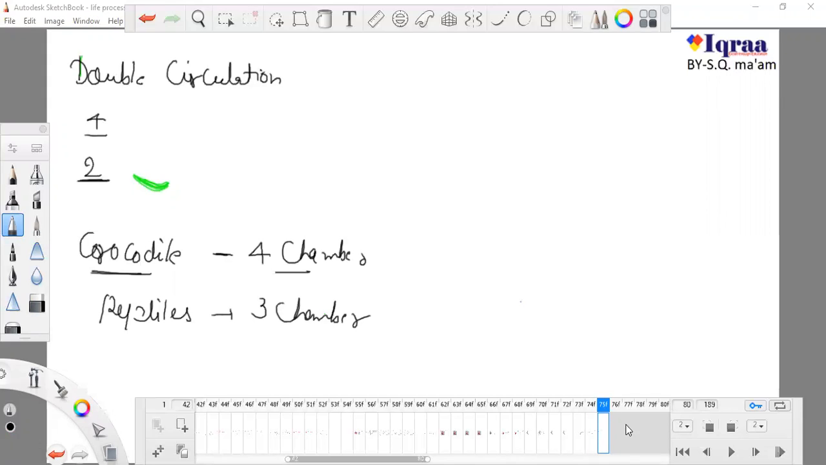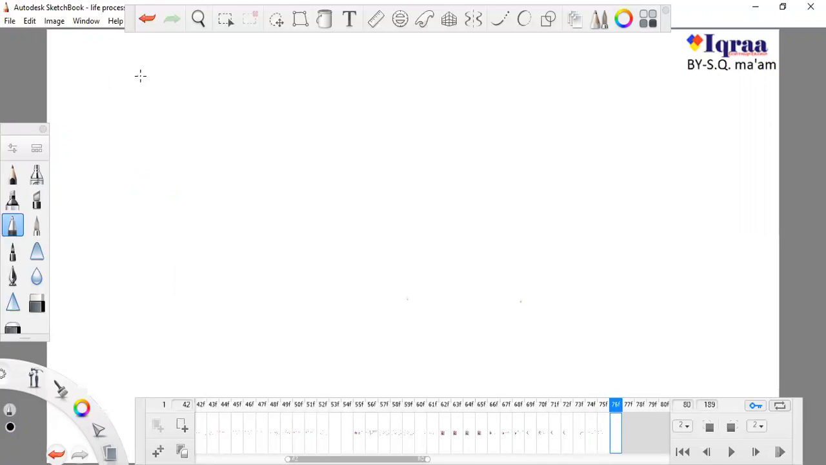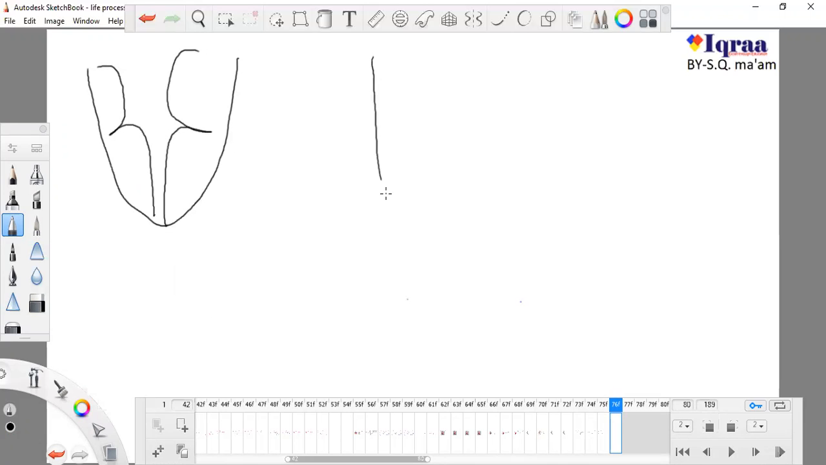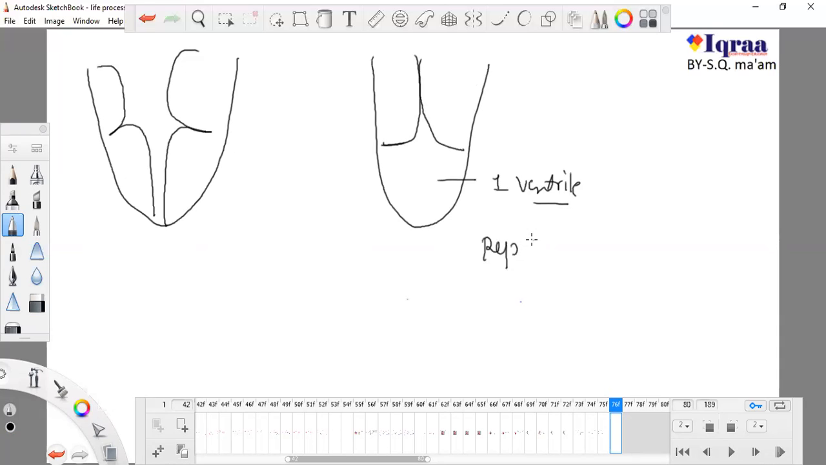Why so? Look at this. This is a four chamber heart. And I'm drawing a three chamber heart. In a three chambered heart there are two atria and only one ventricle. So these are the two atria on the upper side and only one ventricle, no left and right. This is the heart of all other reptiles, and this is the heart of the crocodile, like us.